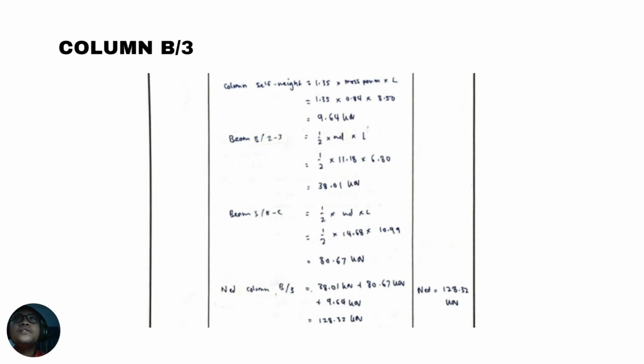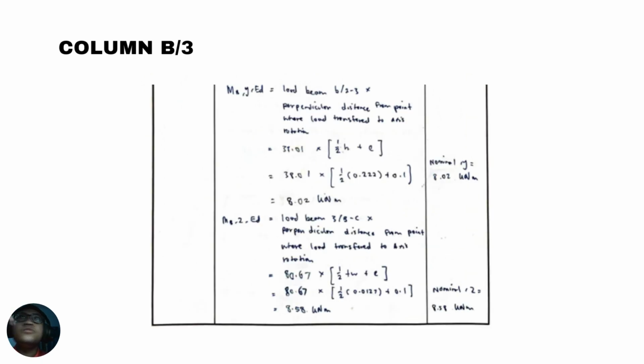Next, we go to the column self-weight. For the column self-weight, the total is 9.64 kN, and for the beam B23 is 38.01 kN, and for beam 3BC is 80.67 kN, and for the total NED is 128.32 kN.